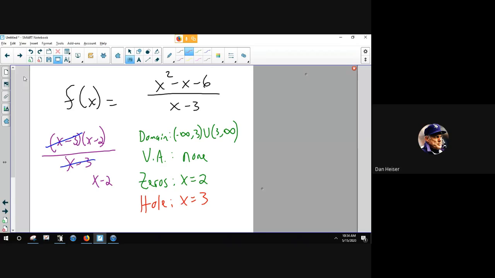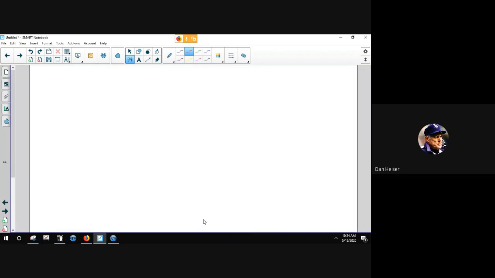Let me just insert a new page here. And yeah. Let's take a look at a function that is a little more familiar. So we're just going to take a little time out and look at a different function for a second or two. 1 over x minus 4. You know there's a vertical asymptote there. It's at x equals 4.